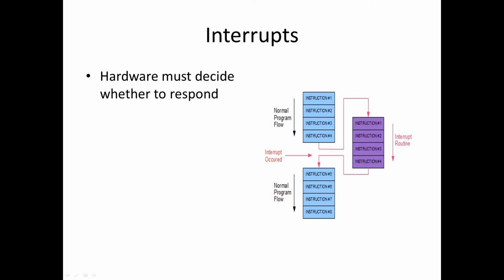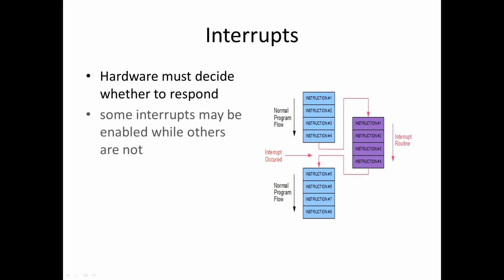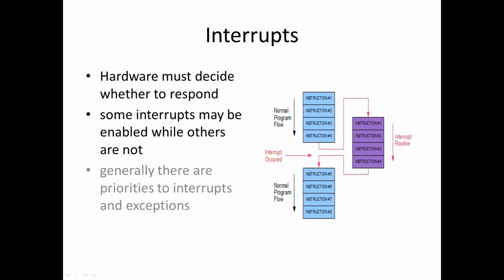Upon the occurrence of an interrupt trigger, the hardware must first decide whether to respond. If the interrupts are disabled, it will not. Moreover, it may be that some interrupts are enabled while others are not. Interrupts and exceptions generally have priorities, and higher level priorities will be serviced first. Typically, exceptions have the highest priority and are always serviced.